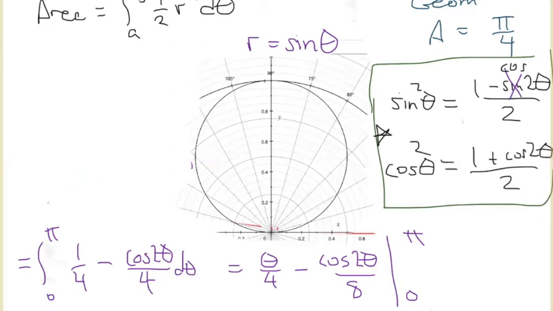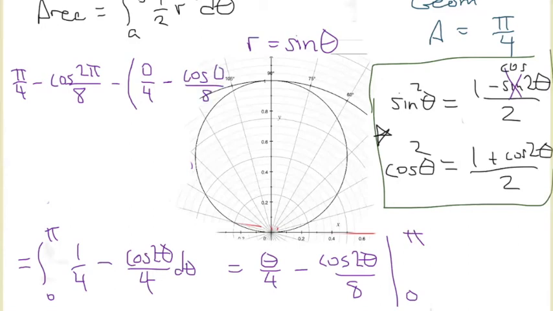Okay, so we've got pi over 4 minus cosine of 2 pi over 8, minus 0 over 4 minus cosine of 0 over 8. Oh my gosh, I think I got it. Okay, this is going to work.